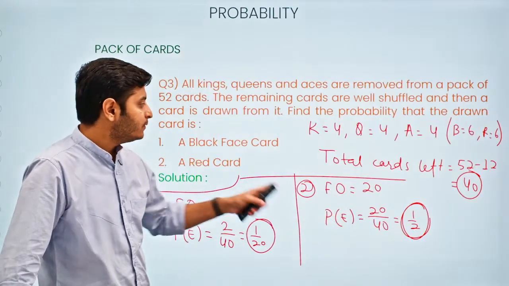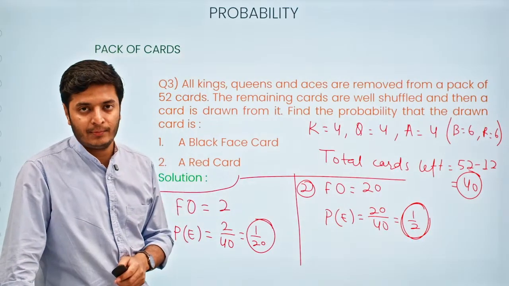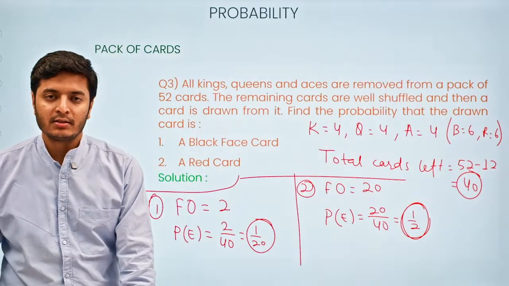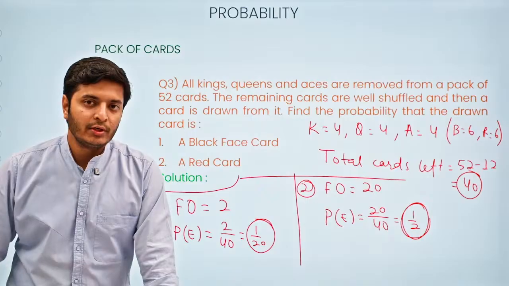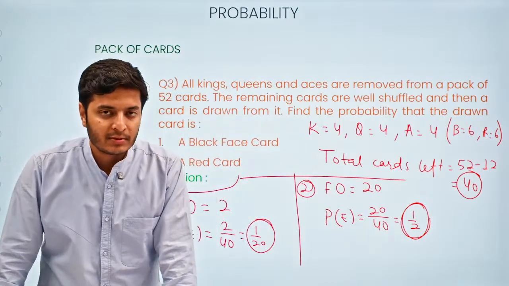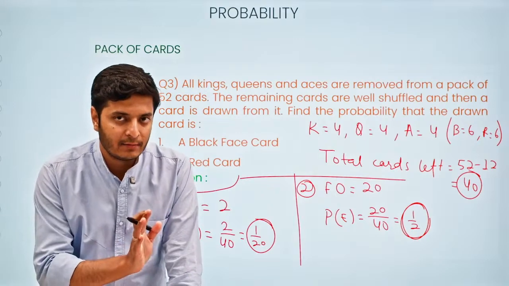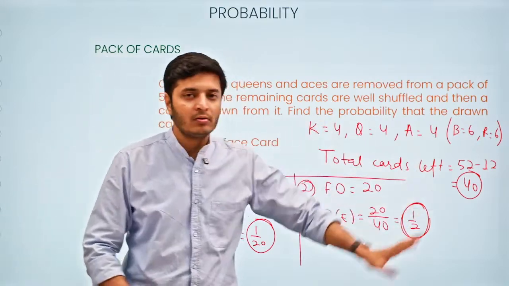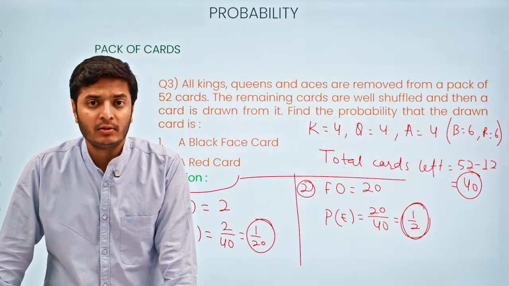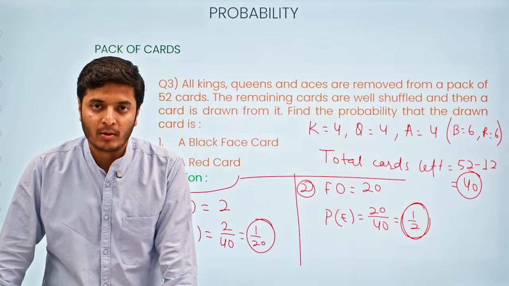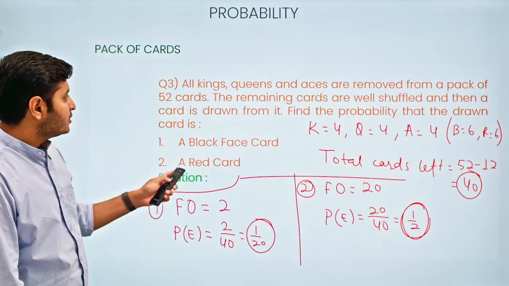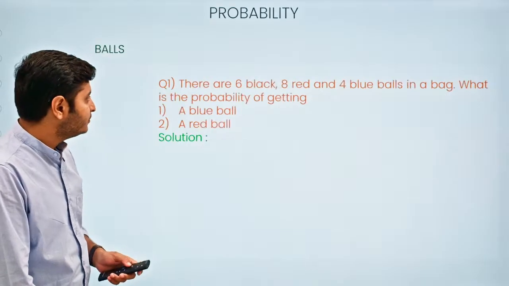This is the probability of getting a red card now, because we are already removing the three types of cards: kings, queens and aces. So you need to remember one thing: whatever is given in the problem statement, you need to analyze that first, then write down all the possibilities or sample space, then only move further in solving the problem. Otherwise you are going to end up with the wrong answer. Okay, so this is how you can solve this type of problems.